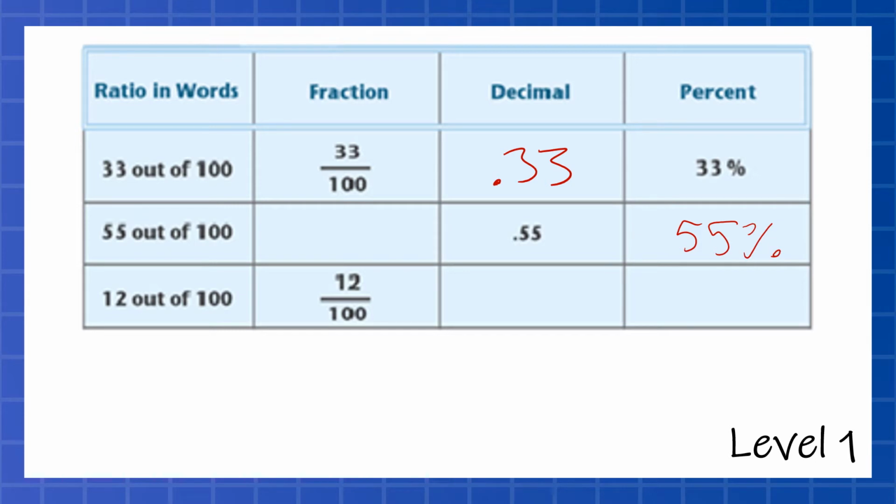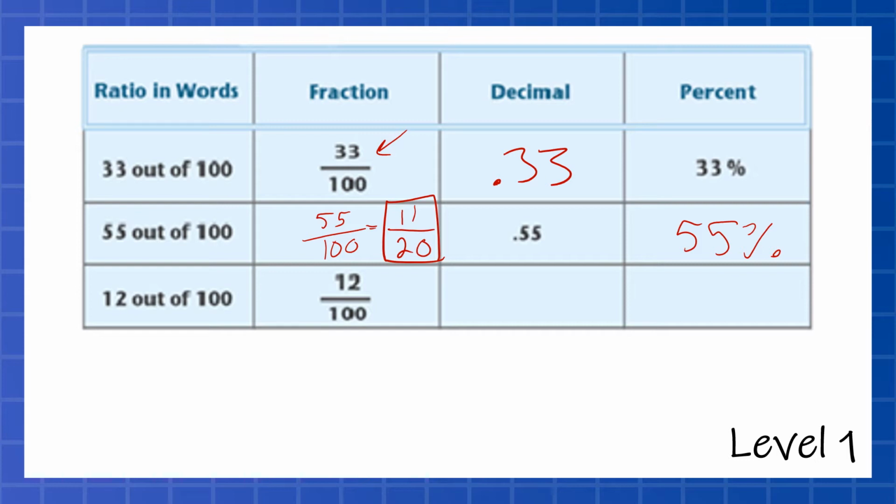And as a fraction, we could write it as 55 out of 100. Now, if we had to simplify that fraction, we could do it, okay? Because we could take 5 out of the top and bottom, and that would give us 11 over 20, which is our simplified form. 33 over 100, we didn't need to simplify because nothing went into both of them.